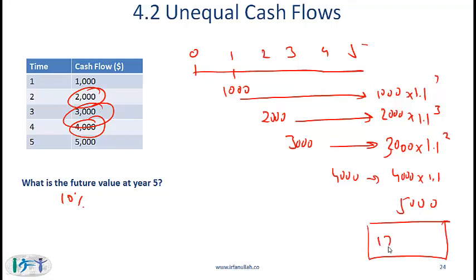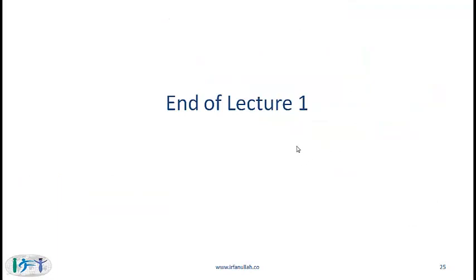When you do the calculation, what you should get is 17,156.1. So that is it in terms of the first lecture in the series on time value of money. In the next lecture, we will talk about the concept of present value.